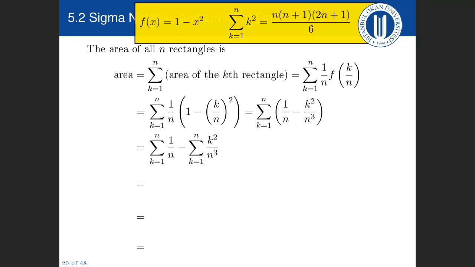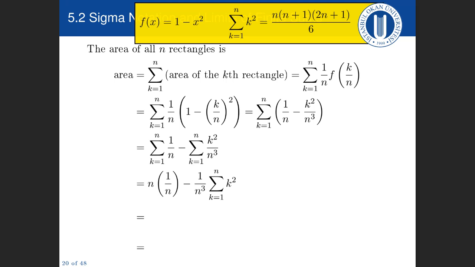We can split that into two sums. Why n cubed? Because there's an n just here, there's an n just here, and the second one is squared. 2 plus 1 is 3. And then we want to simplify this. The first one is easy. The first one is just 1 over n plus 1 over n plus 1 over n plus 1 over n, etc. N lots of 1 over n.